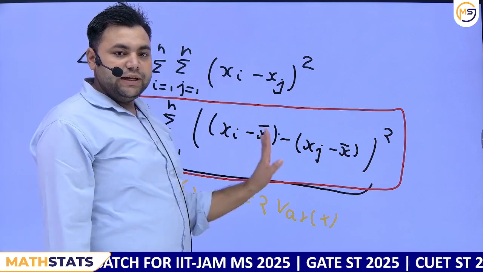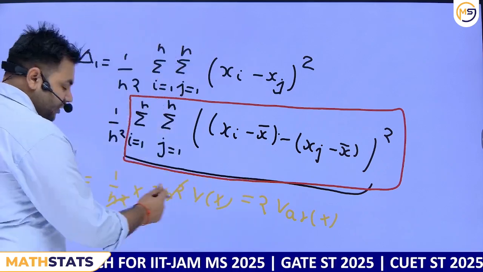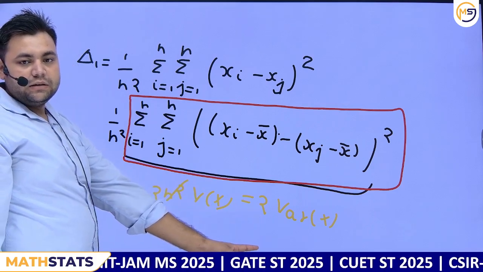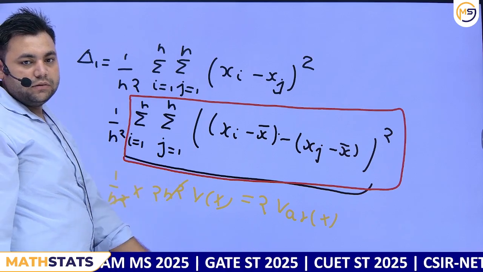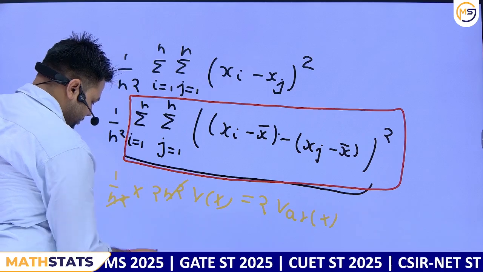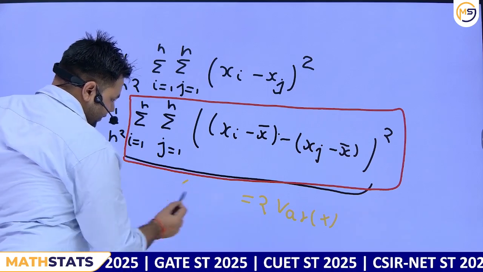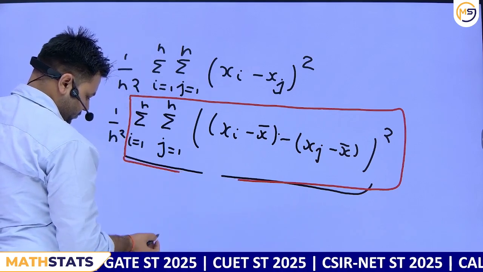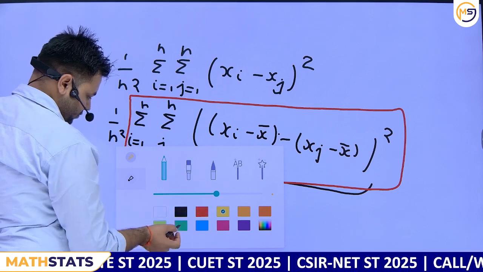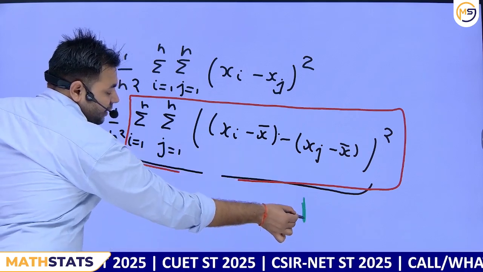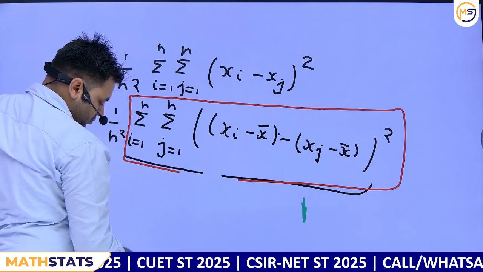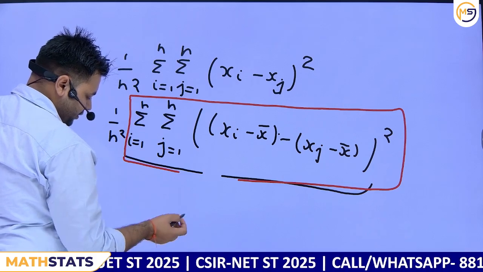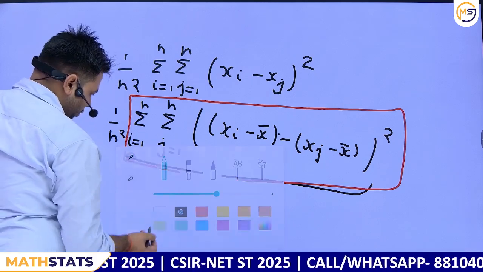If anyone has any doubt, wait a second. Actually, is this pen visible? This is not visible. Wait a second. Is it visible? Yes, sir. Wait. Okay, now it is visible.